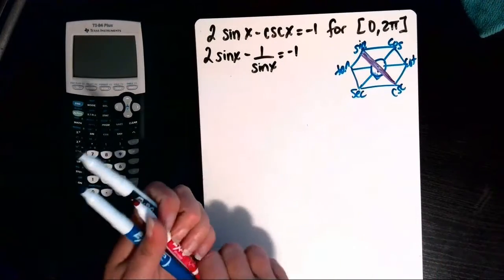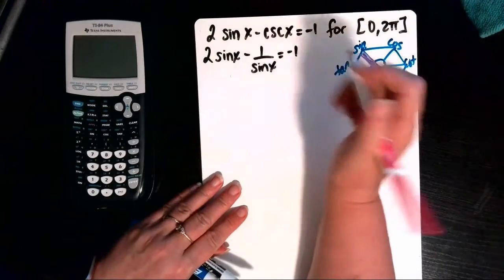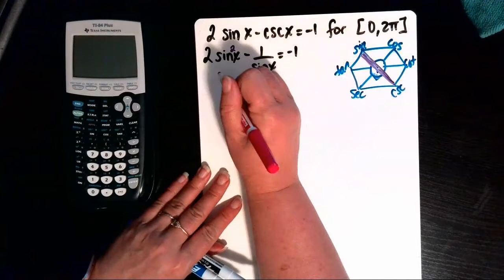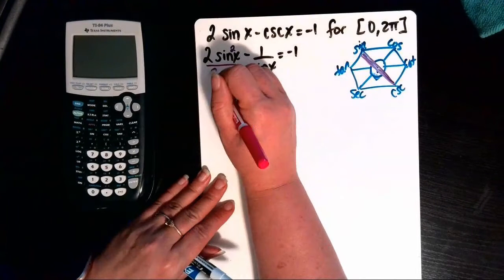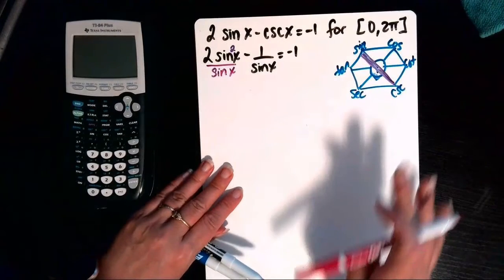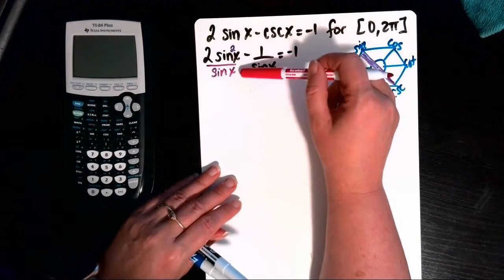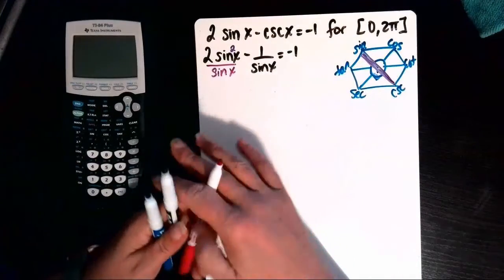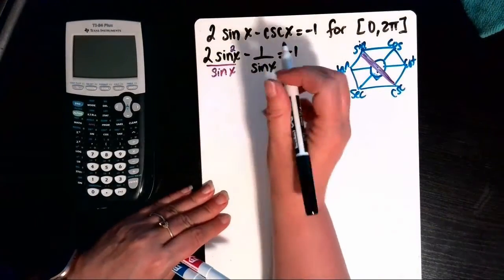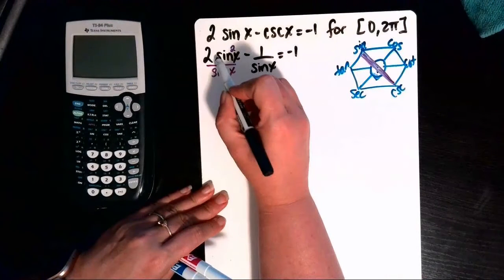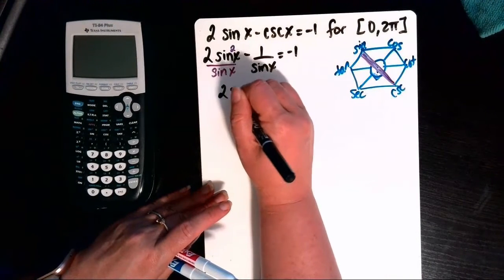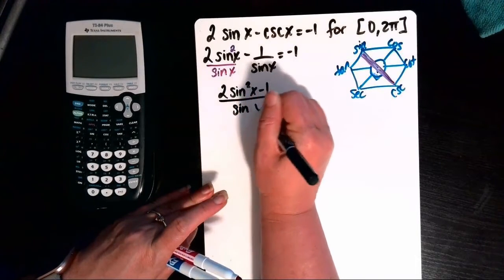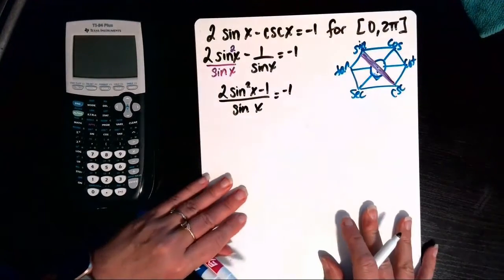Okay, next I'm going to need a common denominator to be able to combine these. So I'm going to go ahead and make this a sine squared in the numerator and a sine x in the denominator by multiplying the top and bottom by sine of x over sine of x. I don't change its value. It just allows me to have a common denominator to combine these two fractions. So now that the denominators match, I can subtract across the top. So I'll have 2 sine squared x minus 1, all divided by sine of x is equal to -1.